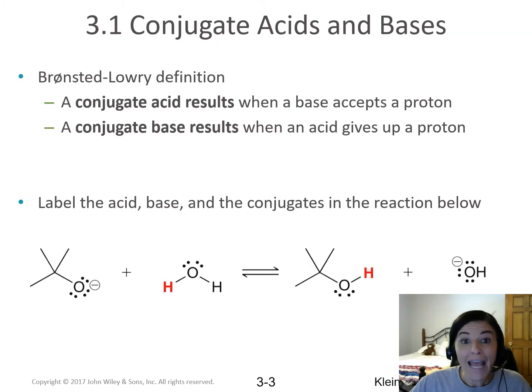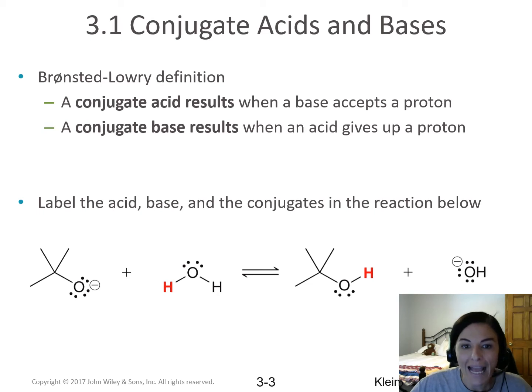The Bronsted-Lowry acid-base reaction scheme also gives names to the products formed from the acid-base reaction. The conjugate acid results when a base accepts a proton, and a conjugate base results when an acid gives up a proton. So let's go ahead and see if we can try this example together. Again, we're going to look at the overall reaction that we have here before us. Then look at the products and see which one of our reactants gained a proton and which one of our reactants lost a proton in this reaction.